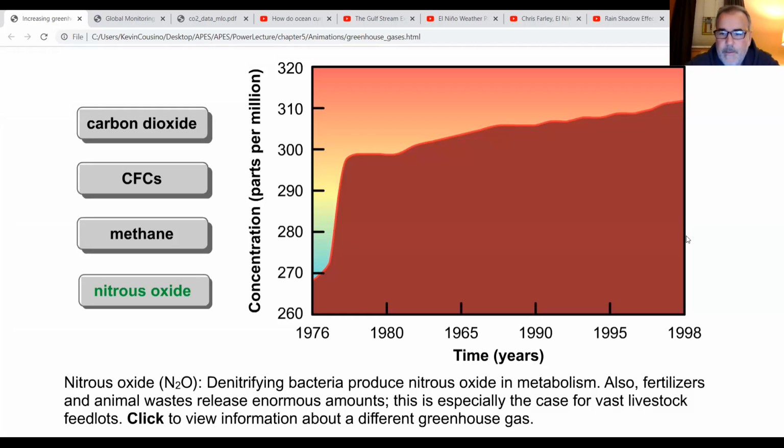All right, so here are some of the greenhouse gases that are in our atmosphere. And of course, they're transparent or invisible to us, so we can't see them with our eyes; we have to measure them with instruments. But we can see, for example, nitrous oxide, N2O. Denitrifying bacteria produce nitrous oxide in metabolism, so that's a natural source of it. Now, fertilizers and animal waste release enormous amounts, and this is especially the case for vast livestock feedlots.